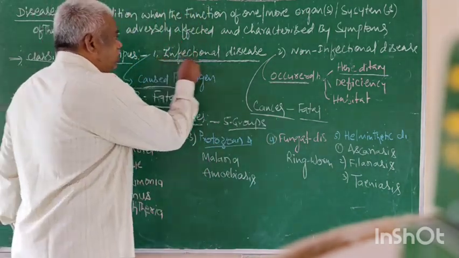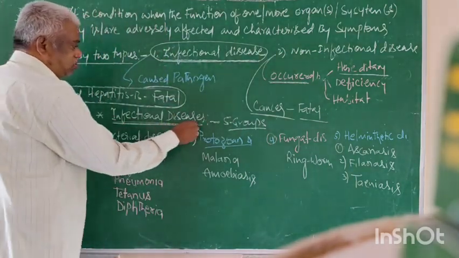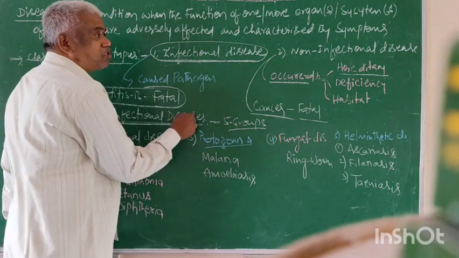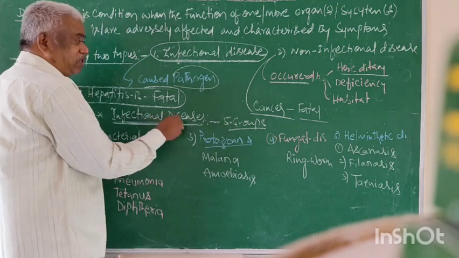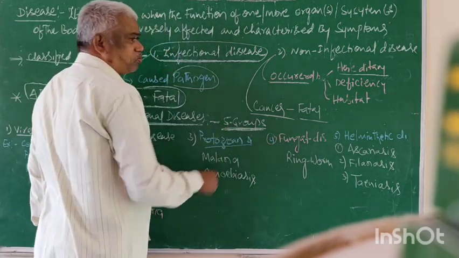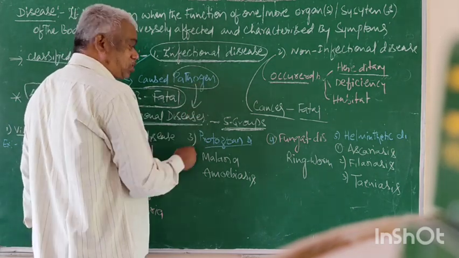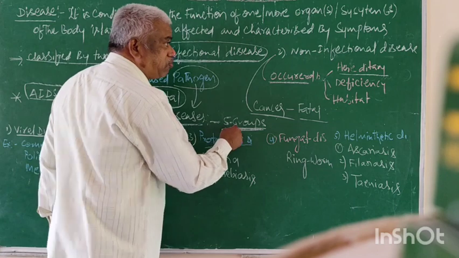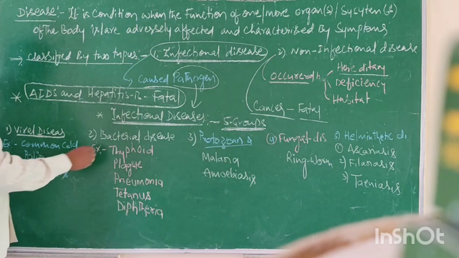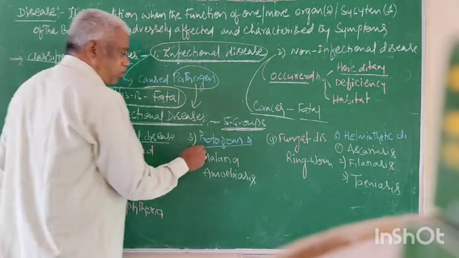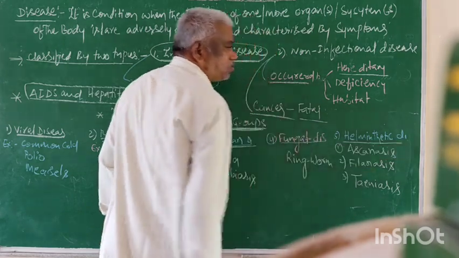Now, infectional disease starts with a pathogen. Based on the pathogen, infectional disease is classified into five groups: viral diseases, bacterial diseases, protozoan diseases, fungal diseases, and helminth diseases.